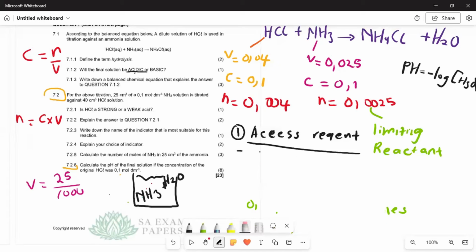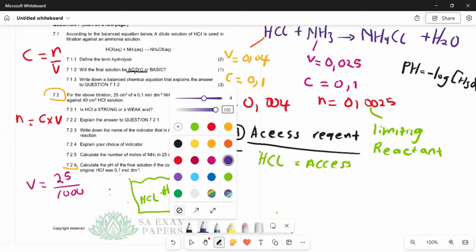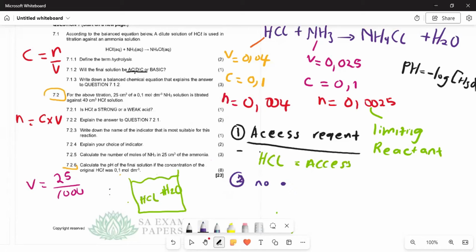Let me just erase here. And we are saying that hydrochloric acid will be our excess reagent. Now, what does this mean? This simply means that after the reaction has taken place, your hydrochloric acid would be what would be left. So your hydrochloric acid, HCl, is the reactant that would be left, and this HCl will be floating inside water. Now, second step, we need to find the number of moles that are in excess.